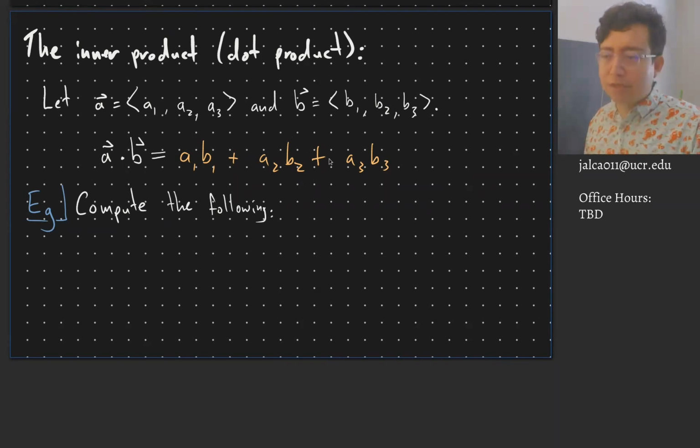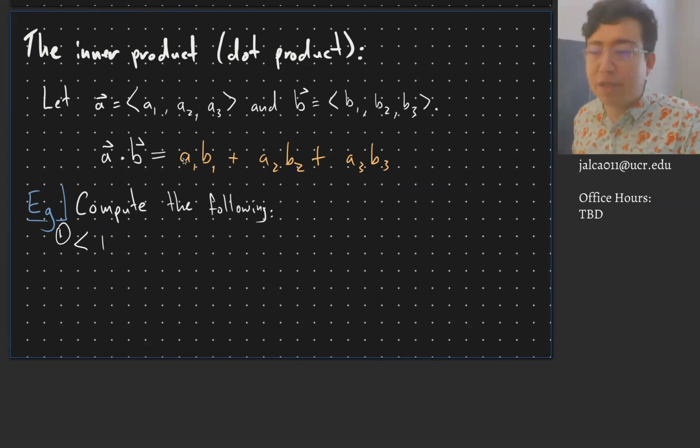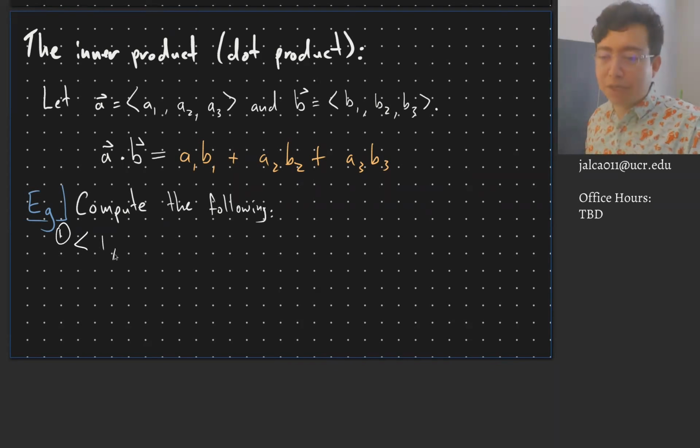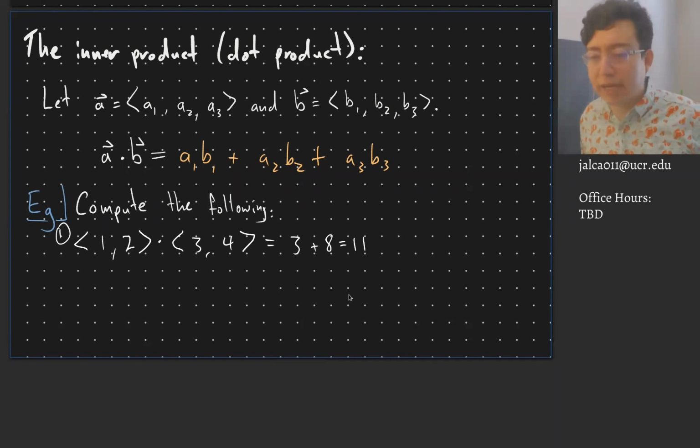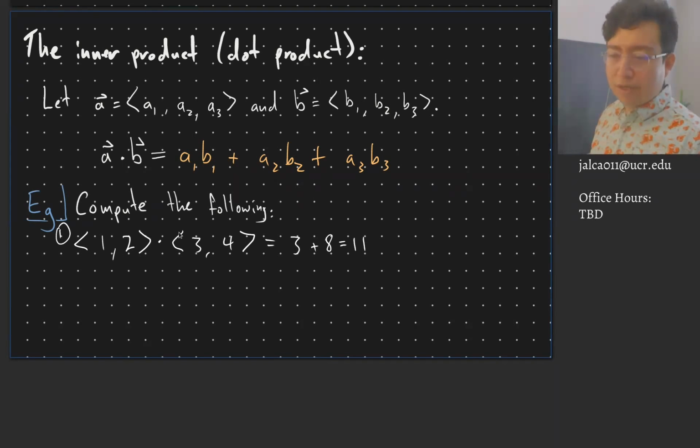So let's do some examples here. I did this in 3 dimensions, but it also works in 2 dimensions, right? So for example, I could do (1, 2) dot (3, 4). And this is going to be 3 plus 8, so that's 11. I took these two vectors and came out with a number. I did this 1 times this 3, and then this 2 times this 4, and I added those things together.